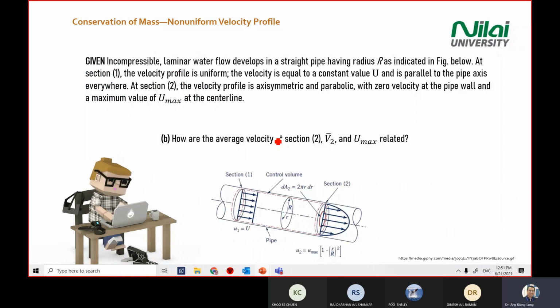So what happens if you have B there, B for average velocity at section 2? Okay, we go for a few more slides, then we go for a short break. Okay, so we're done with section B first.